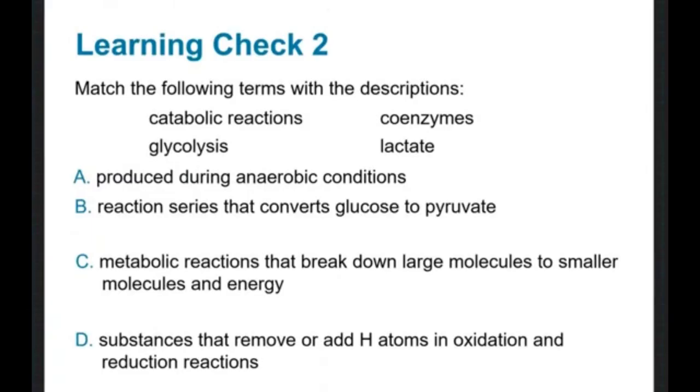So, match the following terms with the descriptions. Catabolic reactions. What do they do? Catabolism versus anabolism. Remember, catabolism is breakdown. Okay? Glycolysis. What is glycolysis? Glycolysis converts glucose to pyruvate, right? Coenzymes, substances that remove or add hydrogens and electrons. So that's going to be G, and lactate, obviously, A.